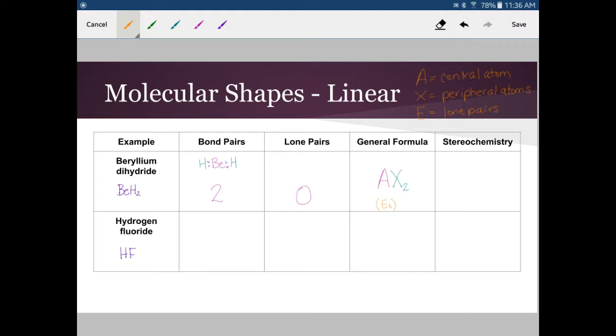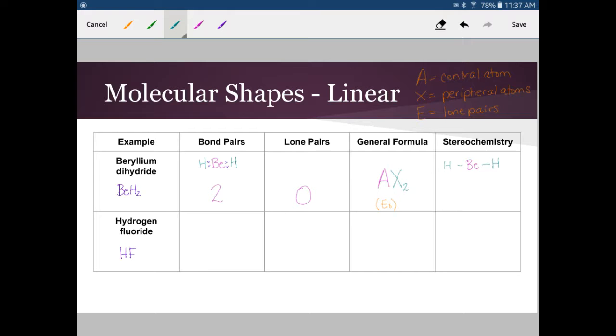Now, our stereochemistry is linear. So if I was to draw my example out here, I would draw it out as beryllium with our 2 hydrogens in a nice straight line. That is a linear molecule. Our molecular shape is linear and it exists in 2 dimensions.